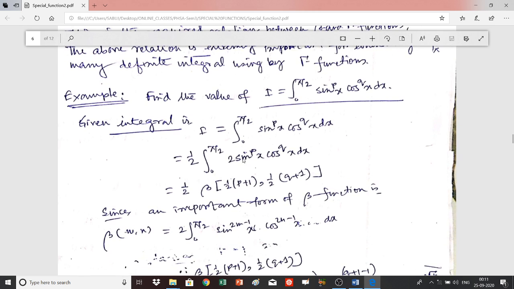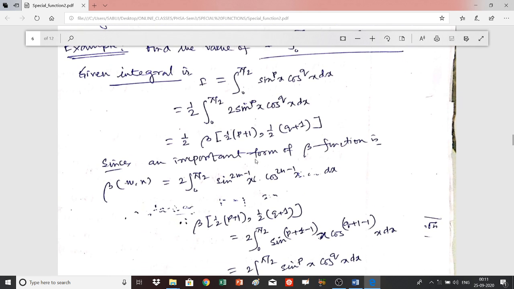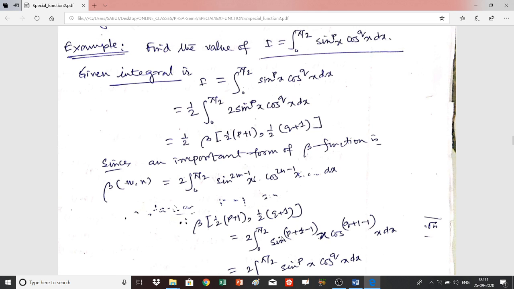And just rewrite this. You can write this as half p plus 1, and then minus 1. So this term can be written as 2 sin to the power p x cos x to the power q dx. That can be written in this way: 2 integral from 0 to pi by 2 sin to the power (p plus 1 minus 1) x and cos x to the power (q plus 1 minus 1) dx.